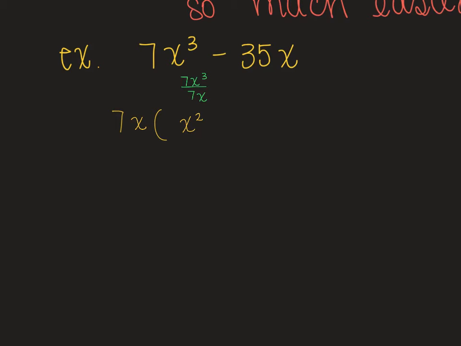And then when I look, I have negative 35x, and I'm going to do the same thing where I'm doing 35x divided by 7x. This is a method that you don't need to do, but it really helps you see how it simplifies. Now I know 35 divided by 7 is 5, and x divided by x, it goes away, it's just 1.